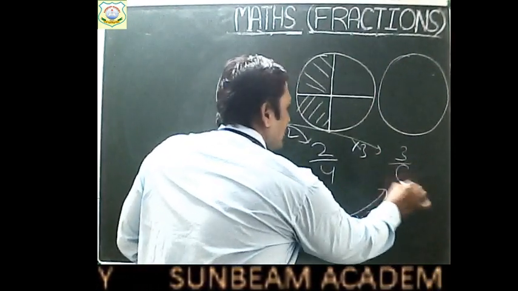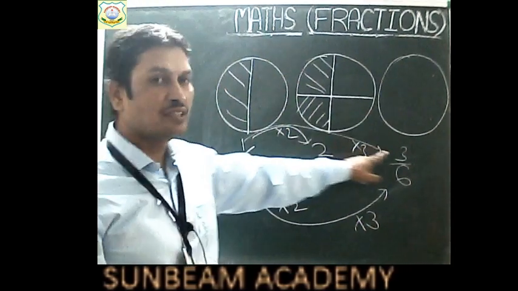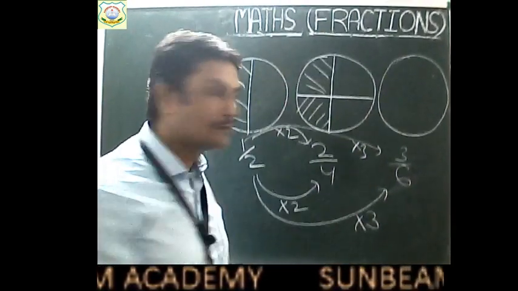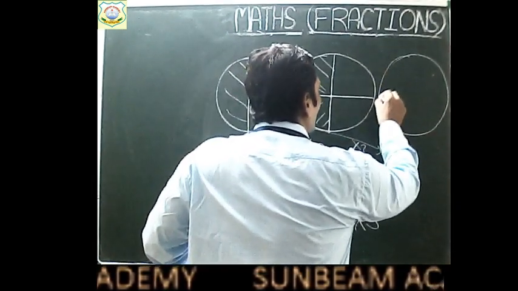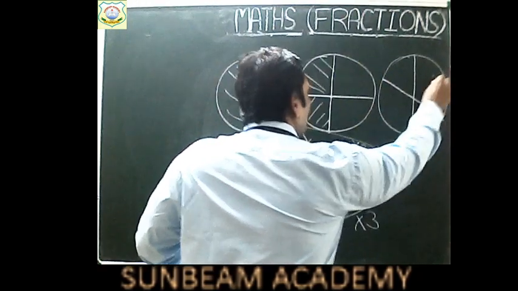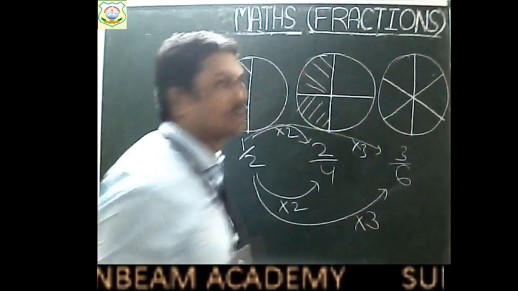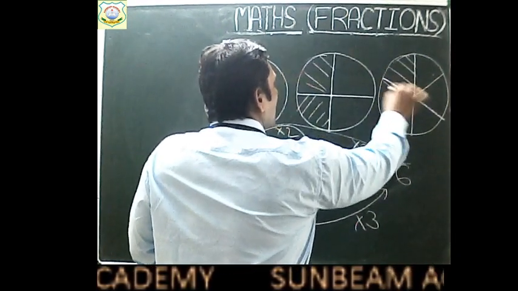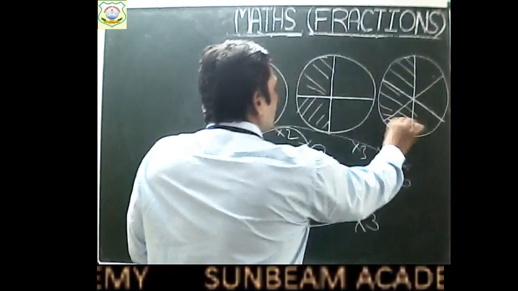So he will make 6 partitions, 1 times 3 is 3, and 2 times 3 is 6, right? So he will make 6 partitions now. So how, children? 1, 2 and 3. You can see here there are 6 partitions, and out of these 6 partitions he will give 1 part, 2 parts and 3 parts to you.